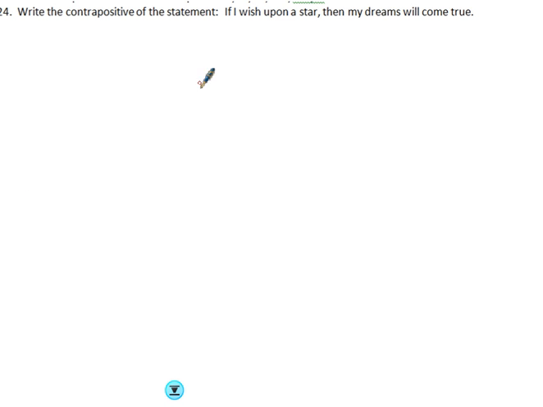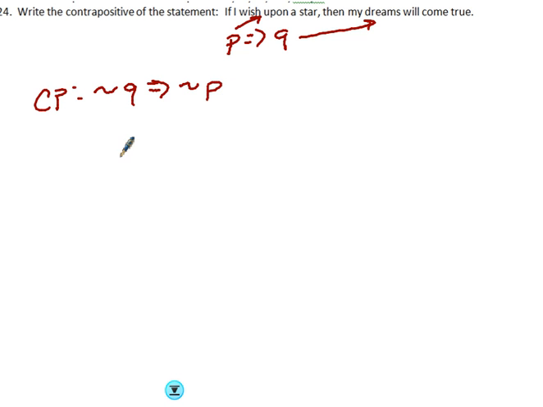24, write the contrapositive of the statement, if I wish upon a star, then my dreams will come true. So this looks like if P, then Q, where P is I wish upon a star, and Q is my dreams will come true. So it looks like we're kind of feeling Disney-ish on this one. But what we're going to do is say the contrapositive: you switch both P and Q, and you negate both P and Q. So the contrapositive is if not Q, then not P.